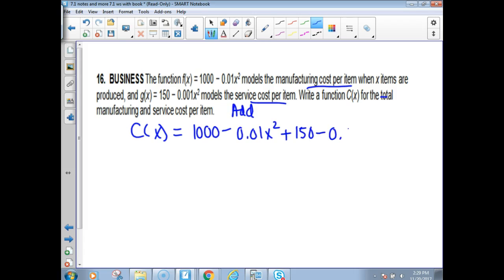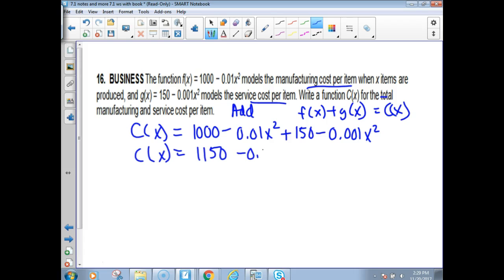I guess I could put that into the notation of the day. So you're going to do f of x plus g of x equals c of x. Anyway, we're going to add it. Add like terms to get 1,150 minus 0.011 x squared.